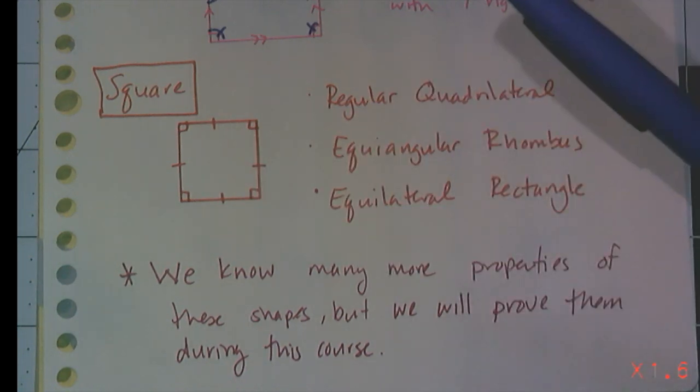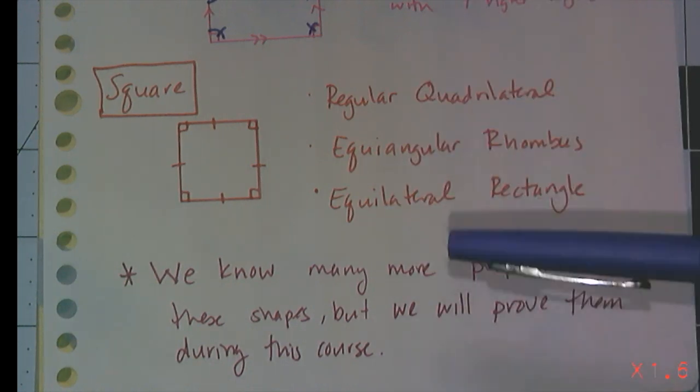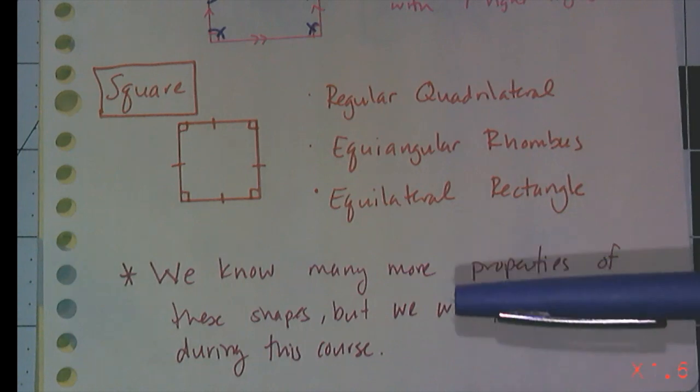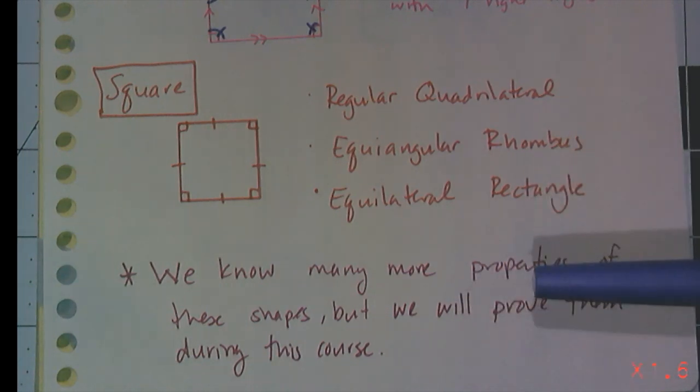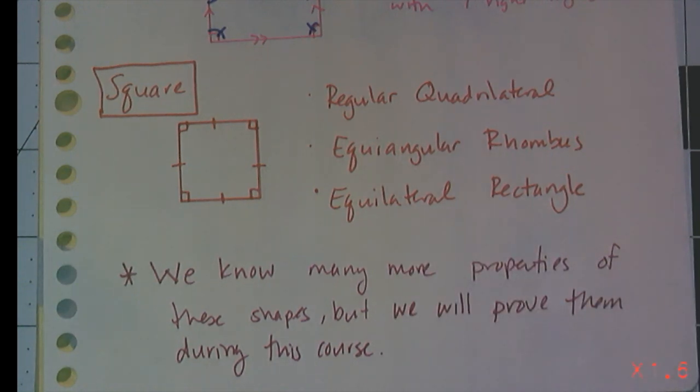Now, of course, we know tons of properties like area formulas, the way their sides relate, the way their angles relate, but the point of geometry is to be able to prove that all of those properties are true and show where they come from. So that's what we're going to focus in on when we get into the meat and potatoes of geometry.